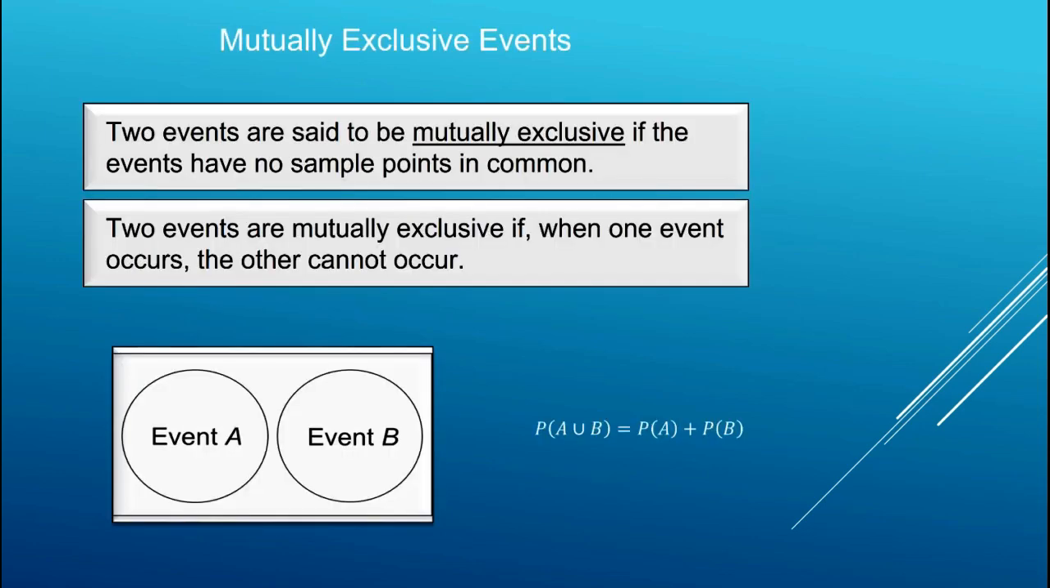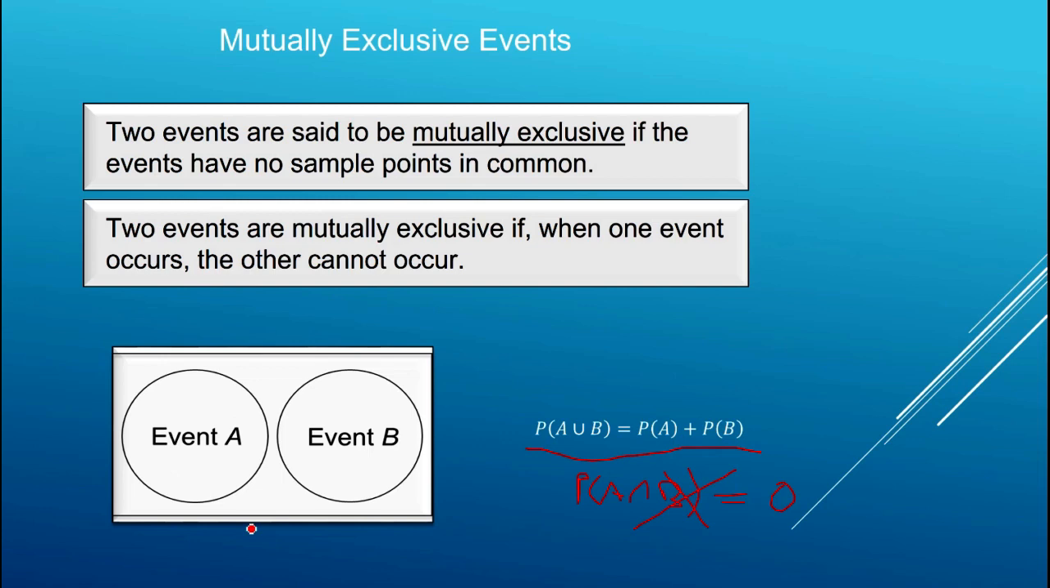Mutually exclusive events. Two events are said to be mutually exclusive if the events have no sample points in common. We draw this in a Venn diagram by drawing a circle for event A and a circle for event B and making sure that there's no overlap between the two circles. This simplifies the multiplication rule. Typically, with the multiplication rule, we have to subtract out the probability of A and B because we count the overlap twice. But in this case, the probability of A and B is equal to 0, and so there's no need to subtract it from the formula, and we get a formula which is the simple addition of the probability of A plus the probability of B.